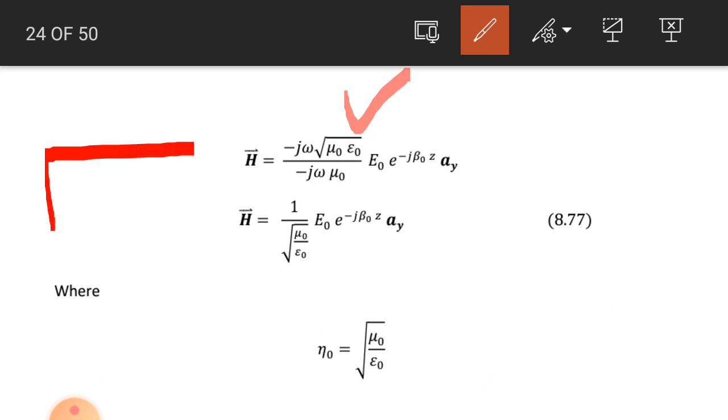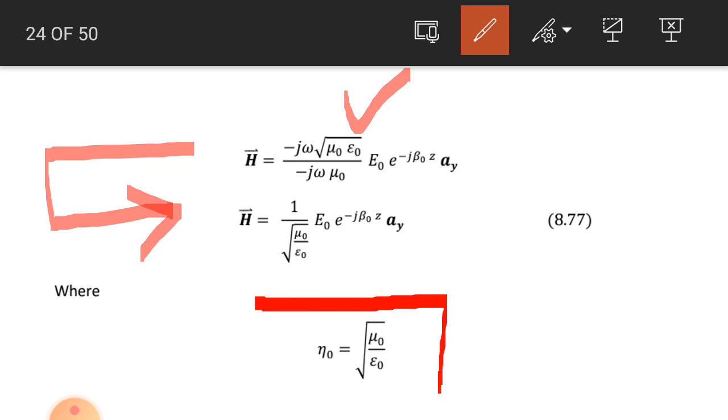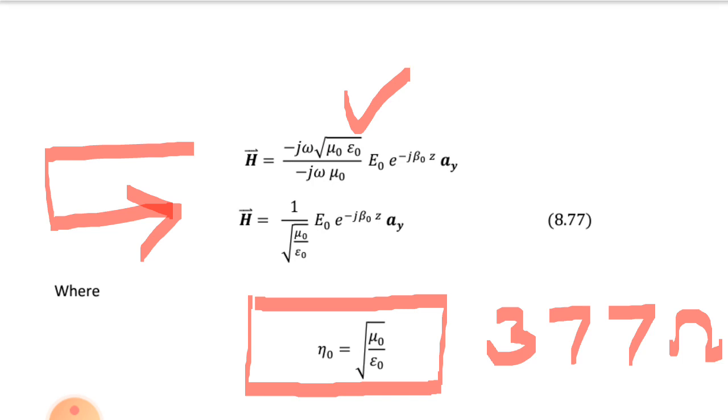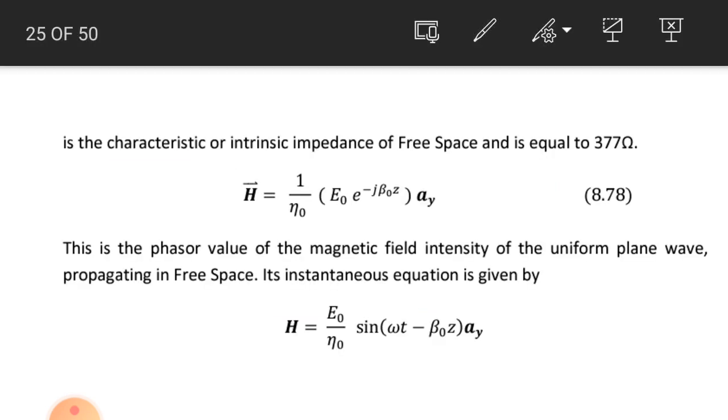And if we simplify this particular equation, the magnetic field intensity will be equal to 1 over under root mu naught by epsilon naught into E naught e raised to power minus j beta naught z ay. And the quantity in the denominator is represented by eta naught, which is the characteristic or the intrinsic impedance of free space. And if you put the values on the right hand side of this equation, the numerical value turns out to be 377 ohm. So the intrinsic impedance of free space is 377 ohm.